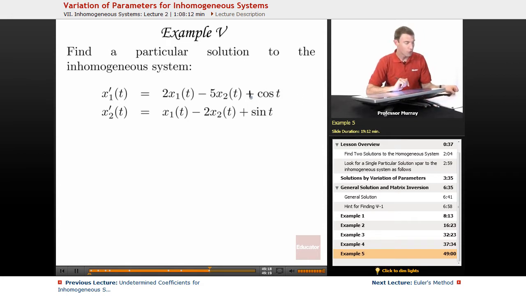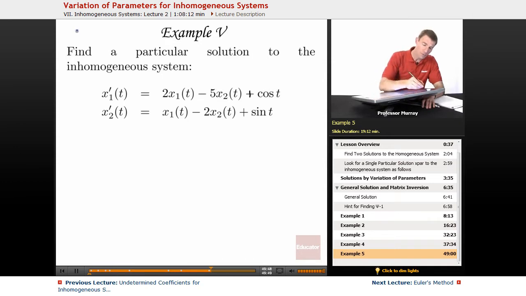And the way we're going to attack this is we're going to use the information that we had from the previous example. So a lot of the work has already been done in example 3 and example 4. So let me just remind you of what we figured out in example 3 and example 4. We already figured out the fundamental matrix, and we found its inverse, and we're ready to go to find the solution to the inhomogeneous system.